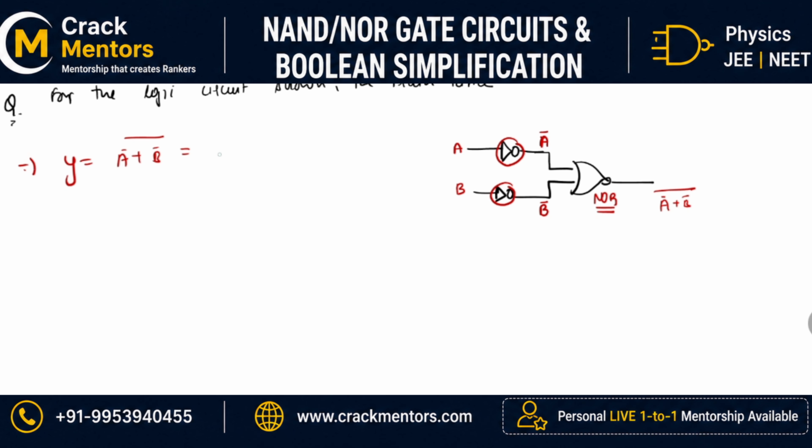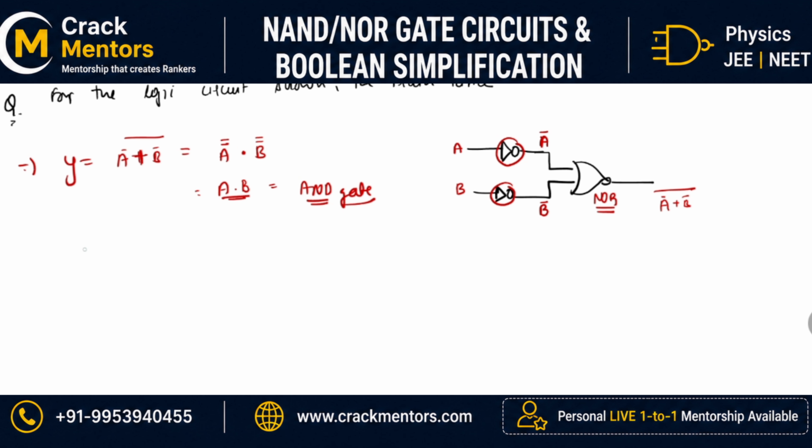Okay, just use De Morgan's theorem. So I will be writing it is A double naught, it is B double naught, and the symbol between them, which is of addition, turns into multiplication. A double naught is A and B double naught is B, which is equal to A times B. So basically you can find that this entire circuit is behaving like the AND gate.